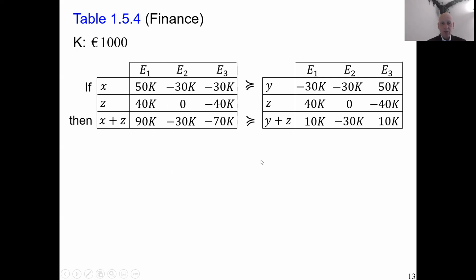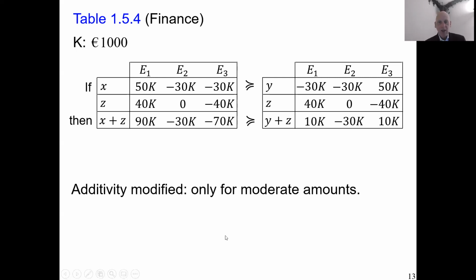For instance, if your company cannot afford to lose more than 60k, then you go broke. And if it is very bad for you to go broke, you really can't risk it, then you really should not take X plus Z, and you will prefer Y plus Z, even though in the upper situation you prefer X to Y. Here, the risk is just too big. That's a fully rational, reasonable argument, and that gives a violation of additivity. So I should not claim that additivity should hold in general and is generally rational. I should modify it. The modification is that additivity is reasonable only for moderate amounts of money.